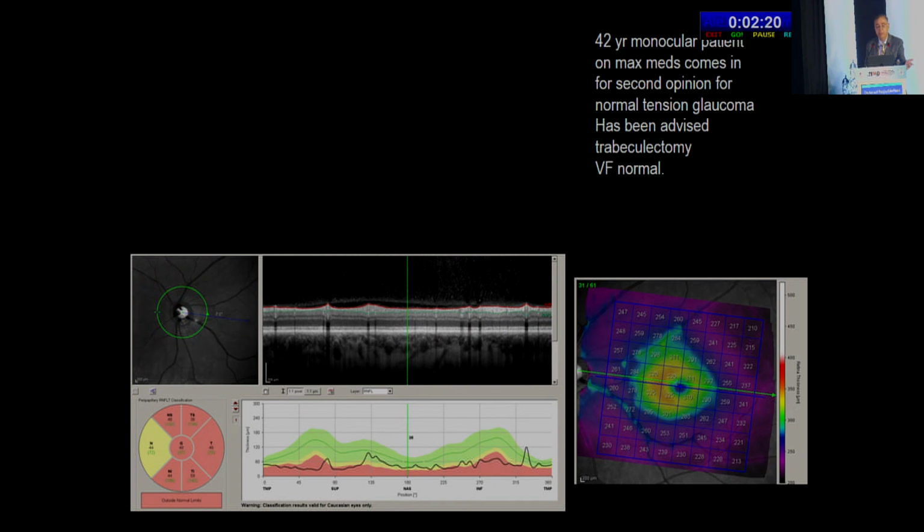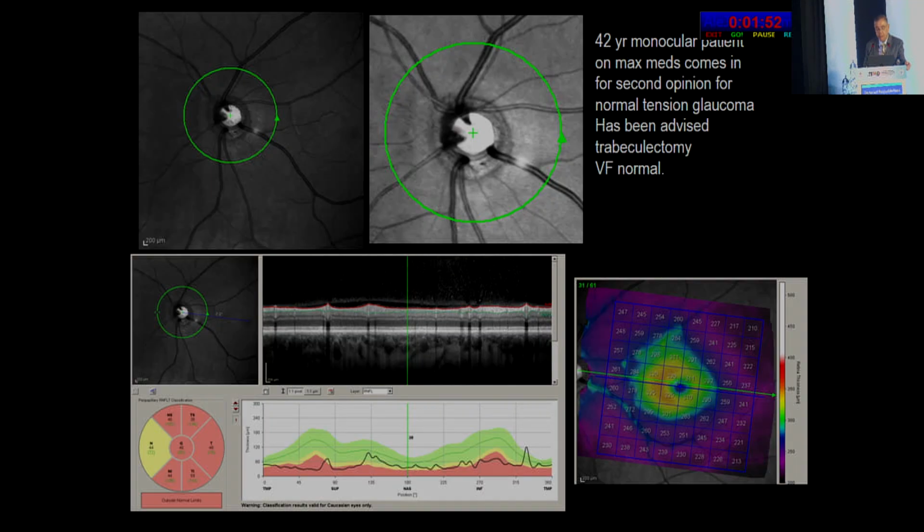Here is an example of a 42-year-old monocular patient who had lost the other eye due to an injury, who is on maximum medicines, comes in for a second opinion for normal tension glaucoma because he's been advised trabeculectomy. But wait, his field is normal. When you realize this, you see this pattern here. You see all these blood vessels coming out like the spokes of a wheel. This tells you that this is optic disc hypoplasia. This is optic nerve head hypoplasia.